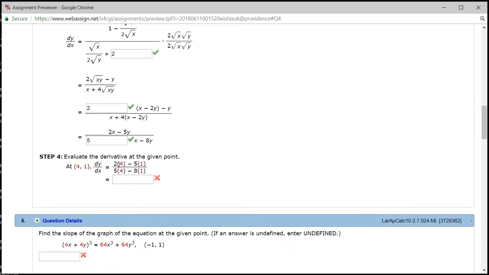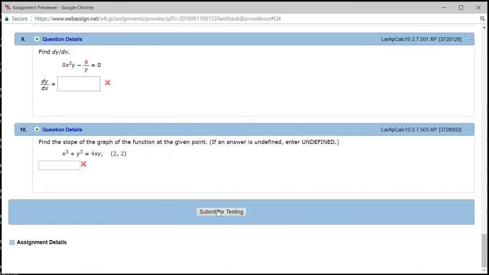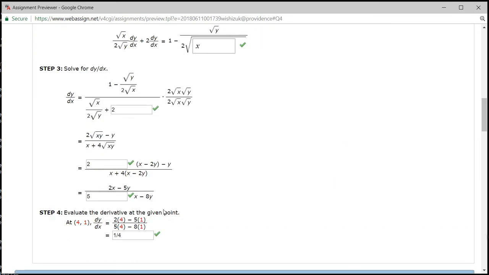We have 2 times 4, 8, minus 5 is 3, divided by 5 times 4 is 20, minus 8 is 12. So 3 over 12 is actually 1/4. So maybe I should put the 1/4 there. Let's check the answer. Submit for testing. It came back and looks like we got step 4 correctly as well.